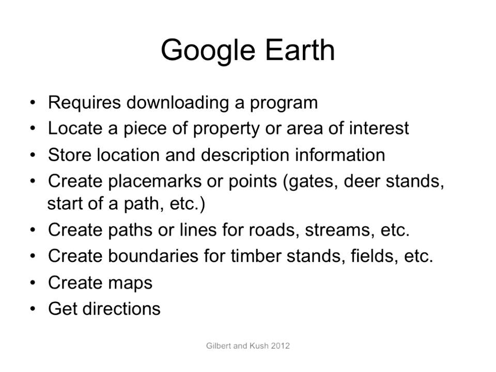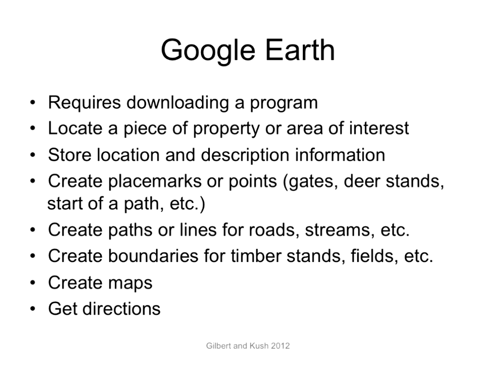And you can create place marks or points. So you can put a point in for a gate, for a deer stand, start of a path, anything for a discrete area on the ground. And you can store information with that. And we'll show examples of each of these as we go through the portion of the presentation for Google Earth.